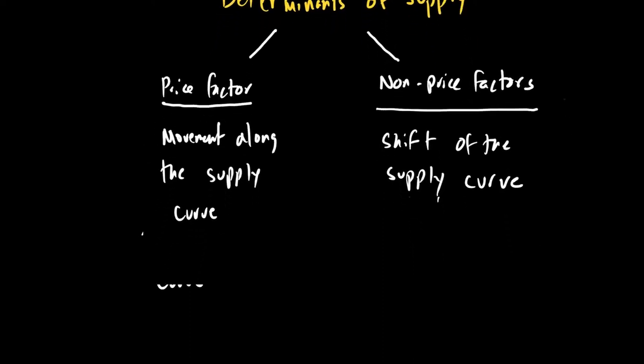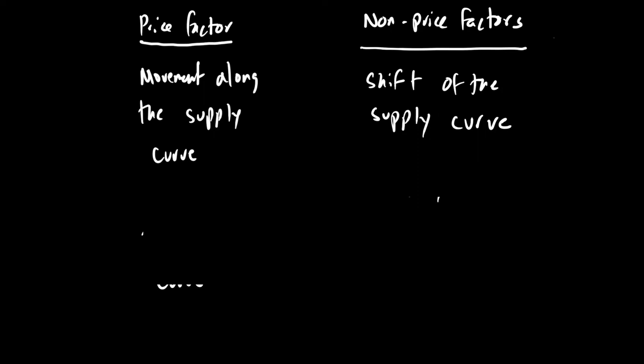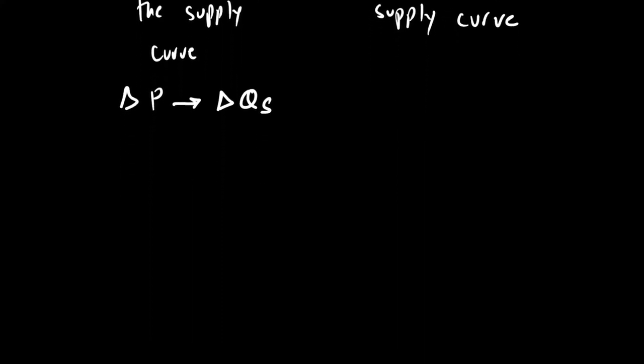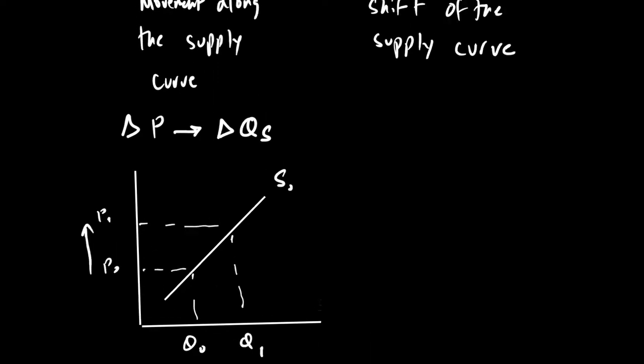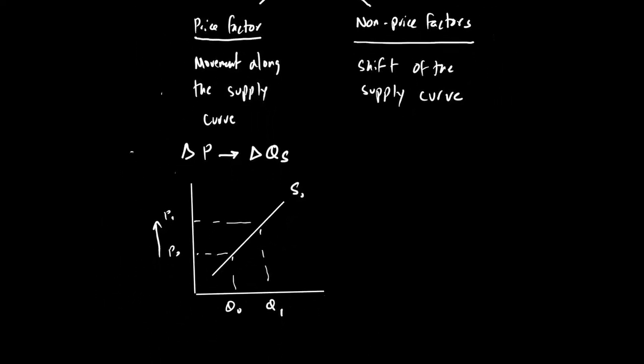So when we look at the movement along the supply curve, we know that if there is a change in price, this will result in a change in quantity supplied. We've been discussing this, that if you draw a supply curve, whenever there's a change in price, you will see a change in quantity supplied, which means we are moving from one point on the supply curve to another point on the supply curve. So this is what we call a change in quantity supplied. But whenever there is a change in the non-price factor, you will see the supply curve actually end up shifting to the right or to the left.